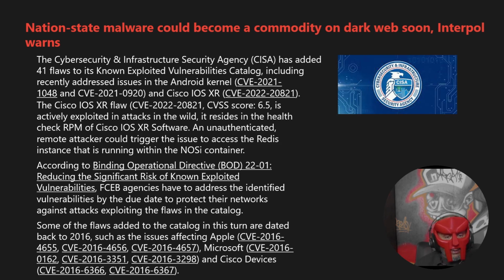Some of the flaws added to the catalog in this batch date back to 2016, such as the issues affecting Apple, CVE-2016-4655, 2016-4656, 2016-4657, Microsoft, 2016-0162, 2016-3351, 2016-3298, and Cisco devices, 2016-6366, 2016-6367. Other issues impact Google, Mozilla, Facebook, Adobe, and WebKitGTK software products. The vulnerabilities range from 2018 to 2021. Some of the issues have to be addressed by federal agencies by June 13th, while the others need to be fixed by June 14th. Ooh, a whole day.